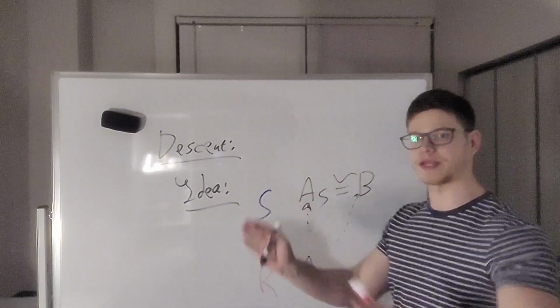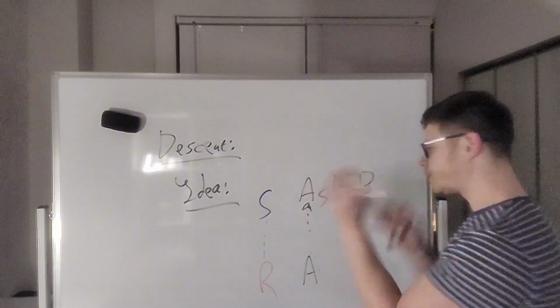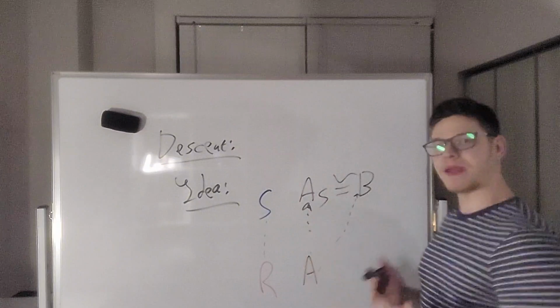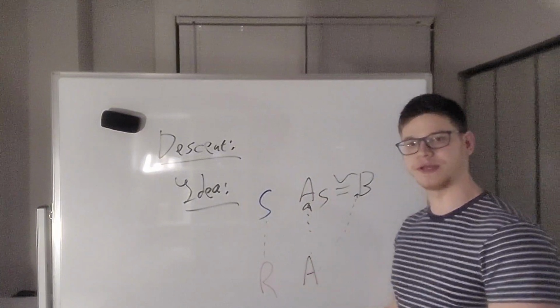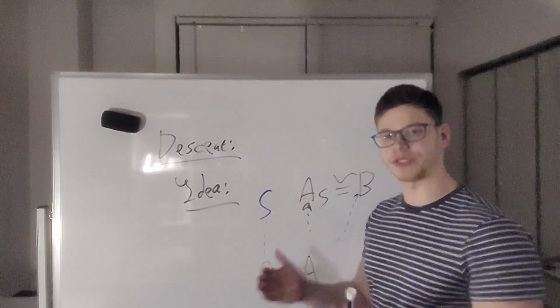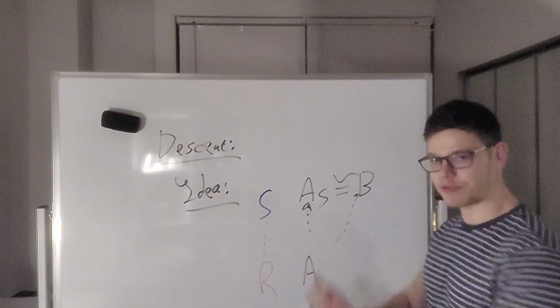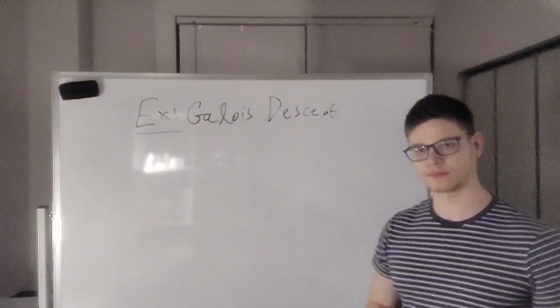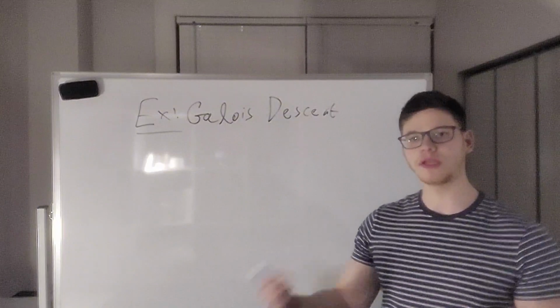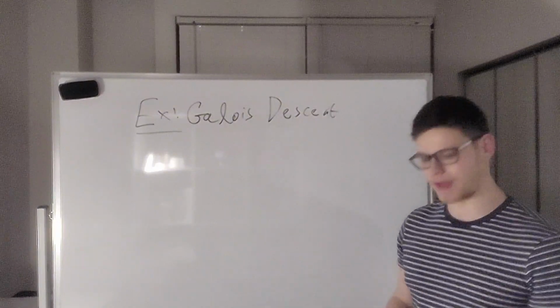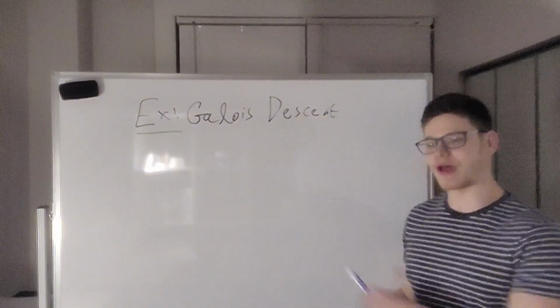Because everything is going to be up to isomorphism. There's no equality in mathematics. That's a lie. Equality of sets doesn't mean anything. That's the basic idea of descent. So now I'm going to discuss a specific example, which is Galois descent, which is also very, very cool, and that should hopefully elucidate some of how this works.